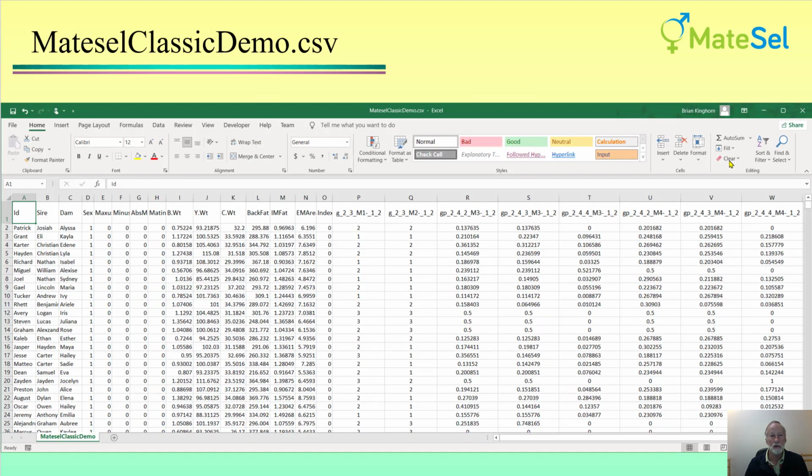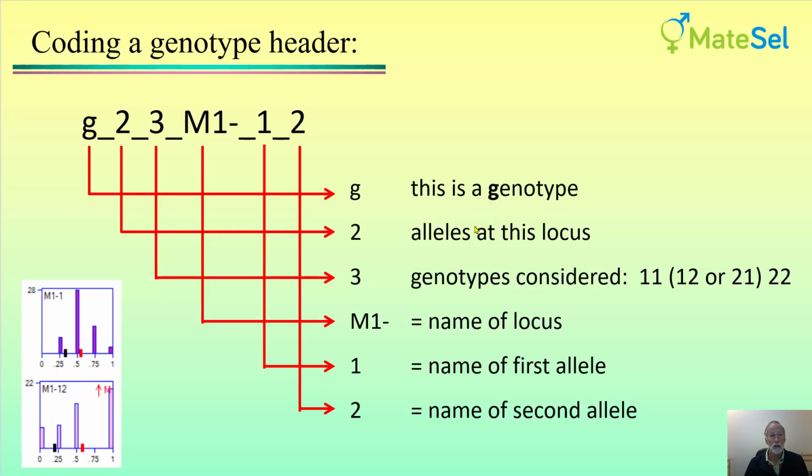So this is the example Matesel classic demo, and you will see some of the columns. I've got these rather unusual headers which represent genotypic information. So we have two types. We have those starting with a little g for genotype, and that's where the genotype of the individual is known for that locus. And we've got two loci like that. And another two marker loci are each represented by three columns. That's because we need to represent them by probabilities of being of each of the three genotypes because we don't have perfect information. So let's look at coding header for a genotype.